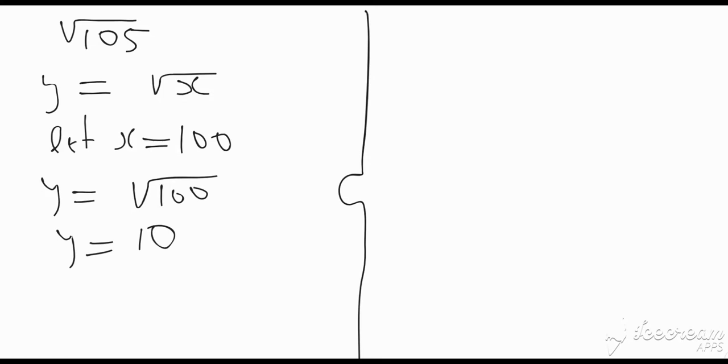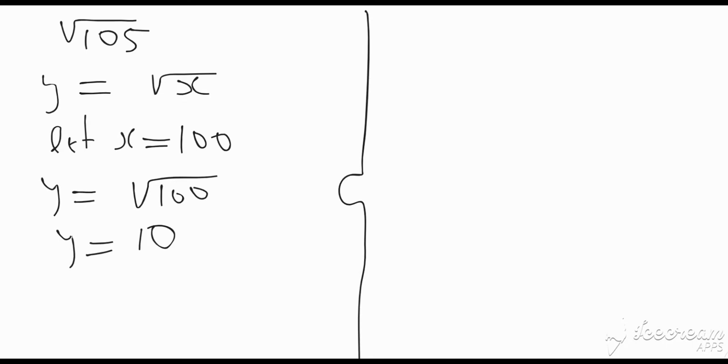Now that is how calculus comes in, because calculus looks at the change of y with respect to the change in x. Now we need x to change by 5 because we want the square root of 105, and if we can find how much y changes by, then of course we can use this to determine the square root of this number. So let's go right ahead.